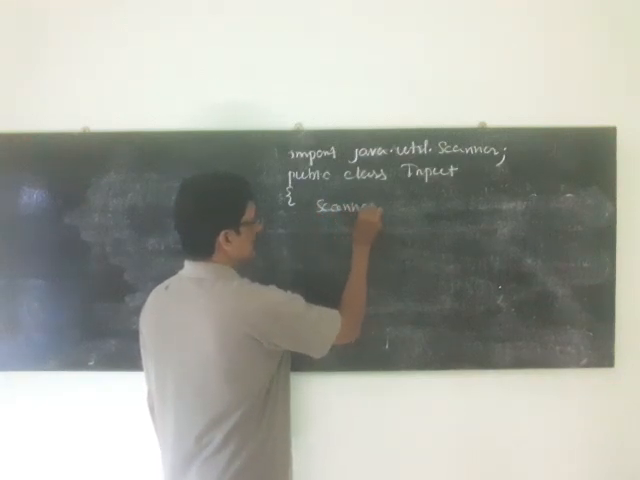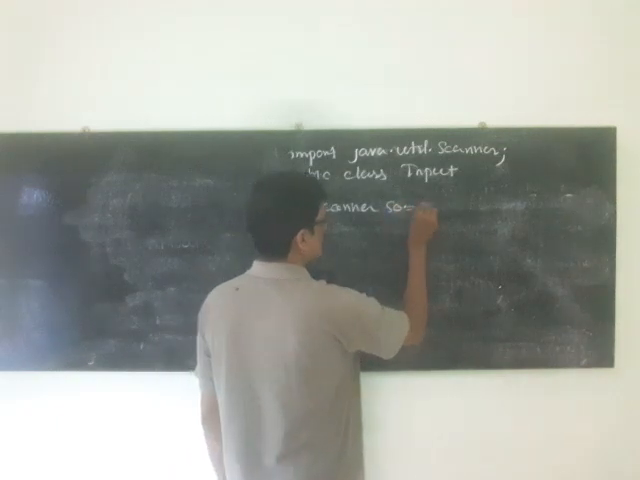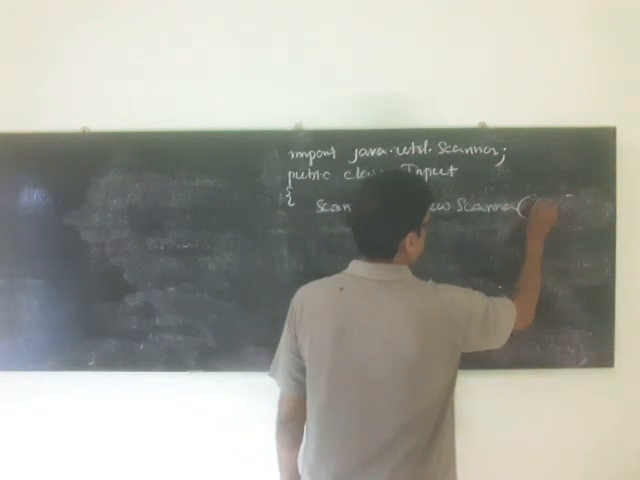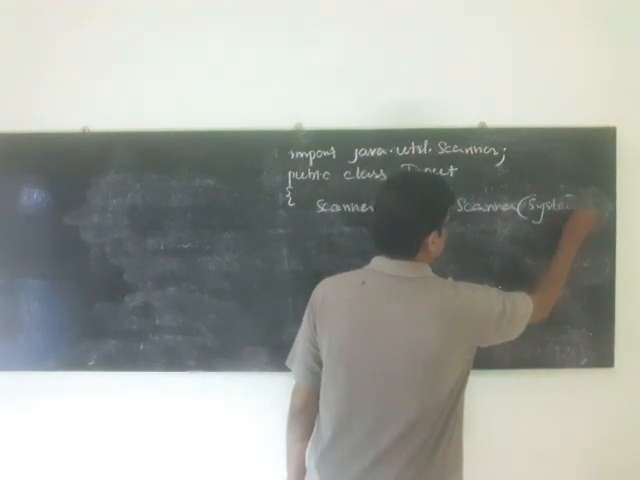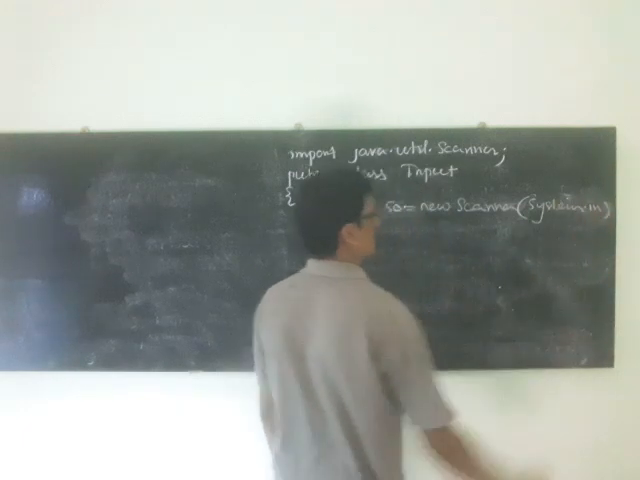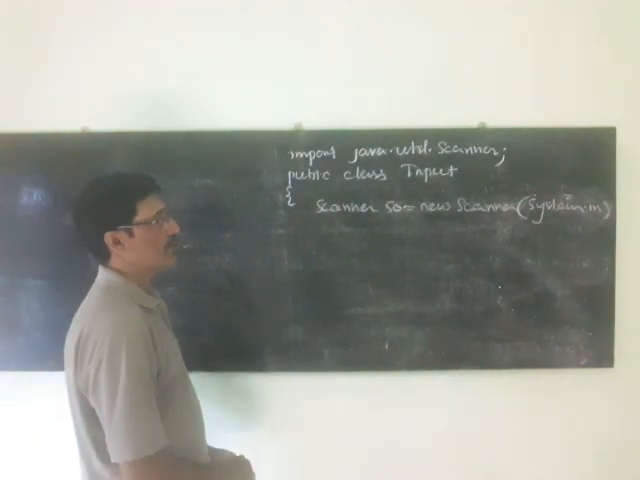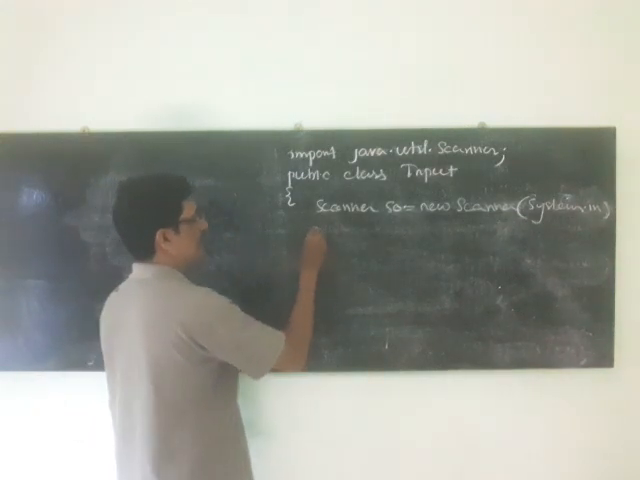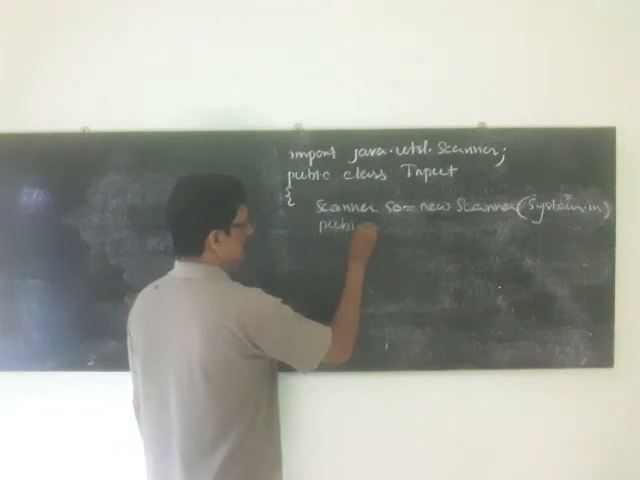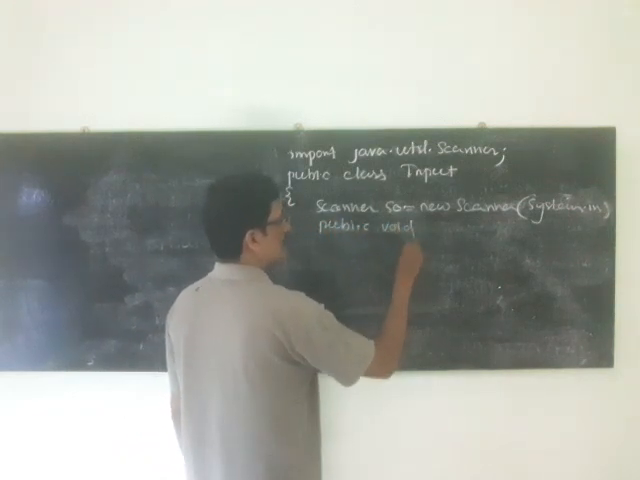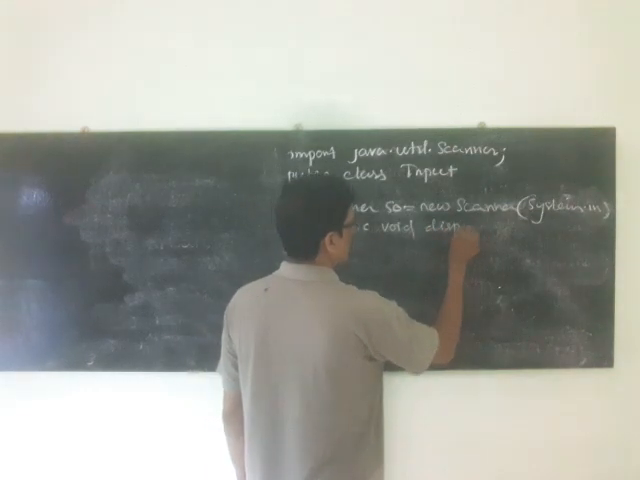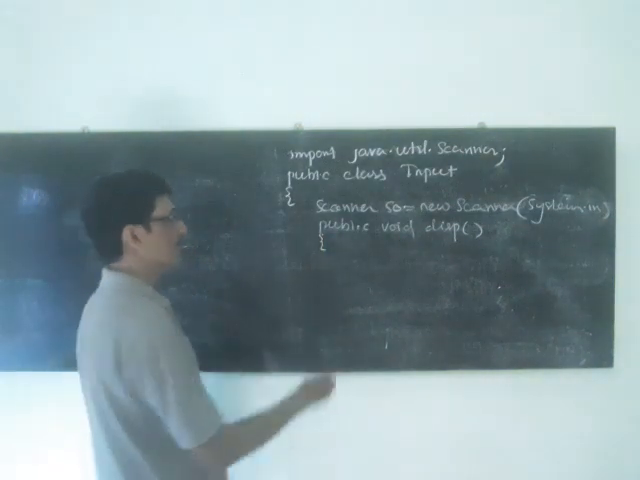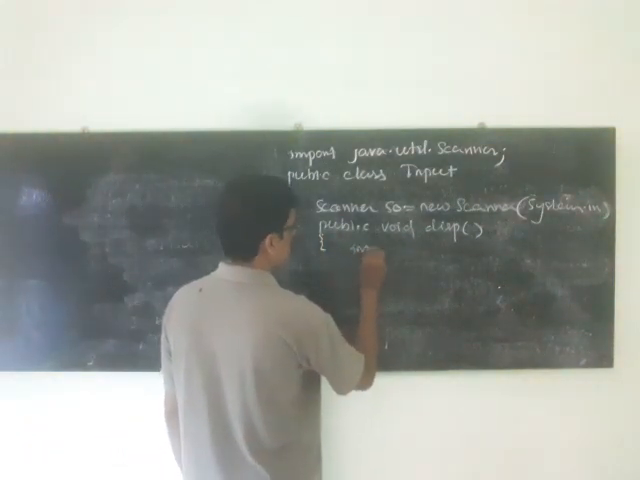Scanner so is equal to new Scanner(System.in). Now start the method. Public void display. Now you have to input two numbers. Say the two numbers are int a and b.